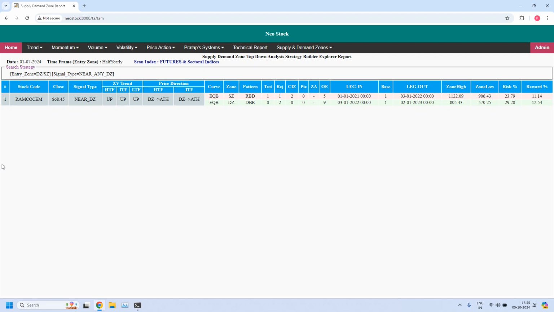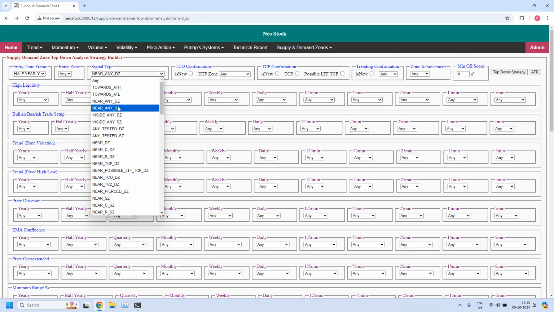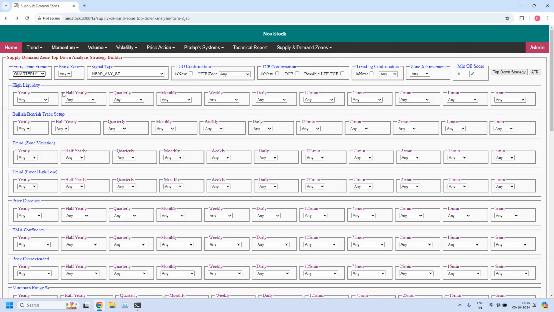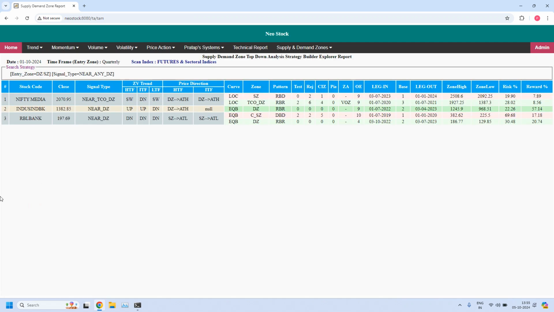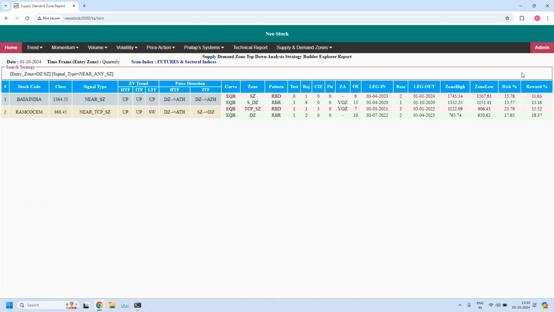Okay, next report is for the half yearly time frame. Let us find the stocks near the half yearly supply zone. One stock is filtered. Next time frame is quarterly. Let us find the stocks near the quarterly demand zone. 3 stocks are filtered. Next report for the quarterly time frame. Let us find the stocks near the quarterly supply zone. 2 stocks are filtered.